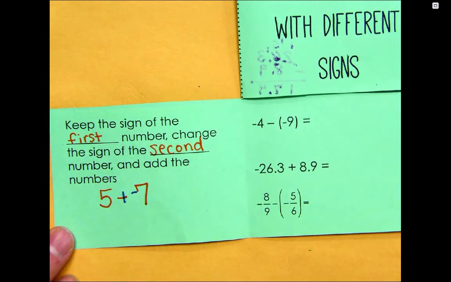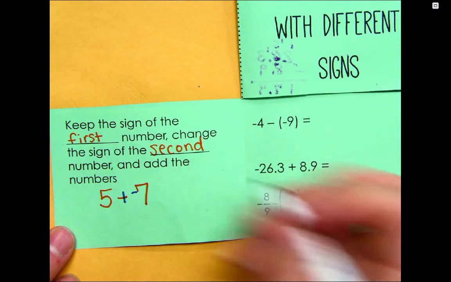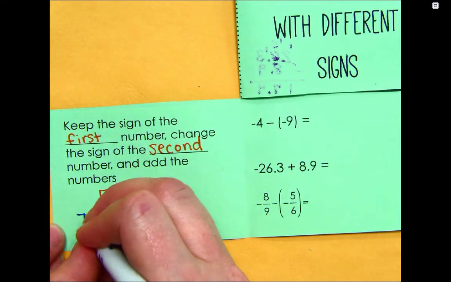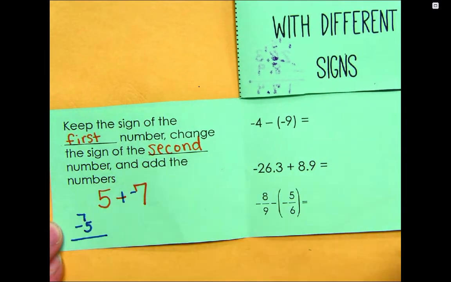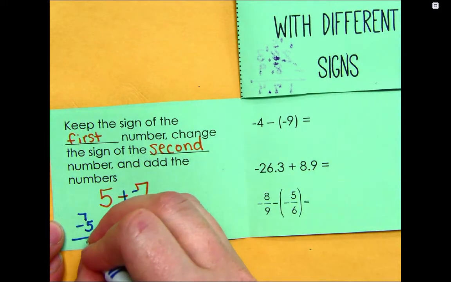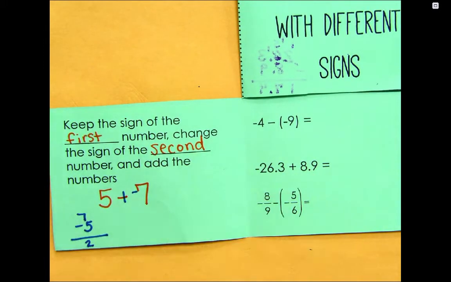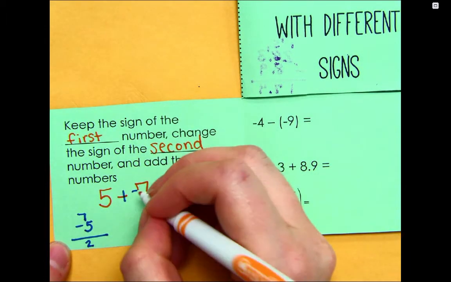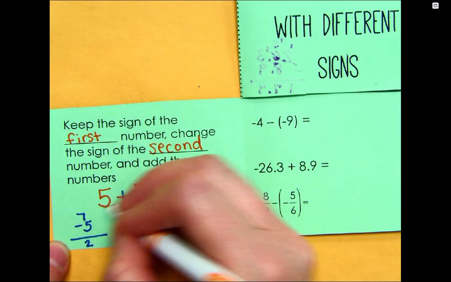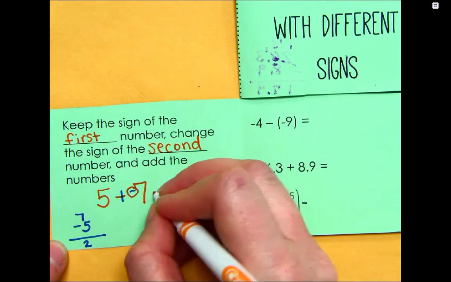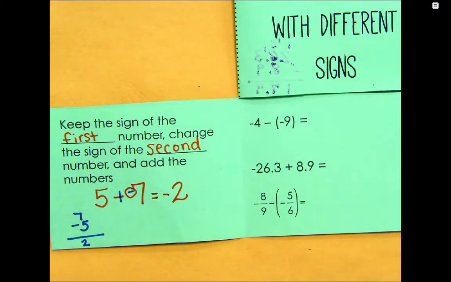So now we just follow the rules for adding numbers with different signs. So 5 and 7, I'm going to subtract them. What is 7 minus 5? It's 2. And I'm going to keep the sign of the larger number. So 7 is the larger of the two, of 5 and 7. So I'm going to keep this negative. So it's a negative 2 as my answer.